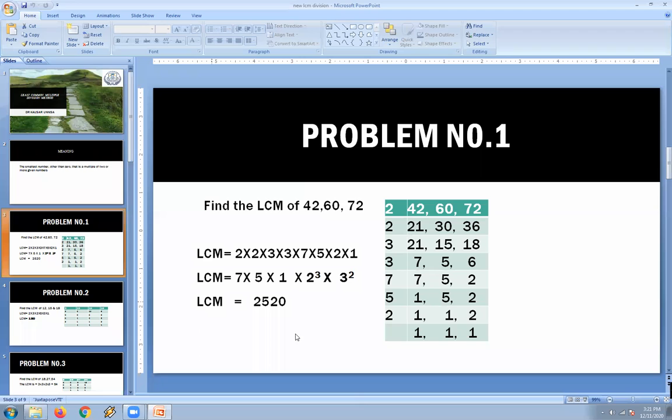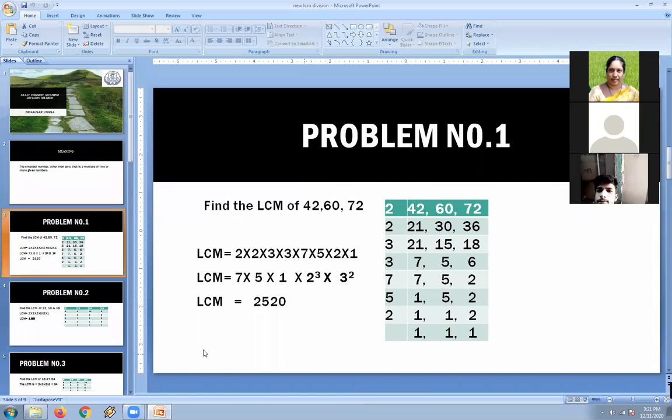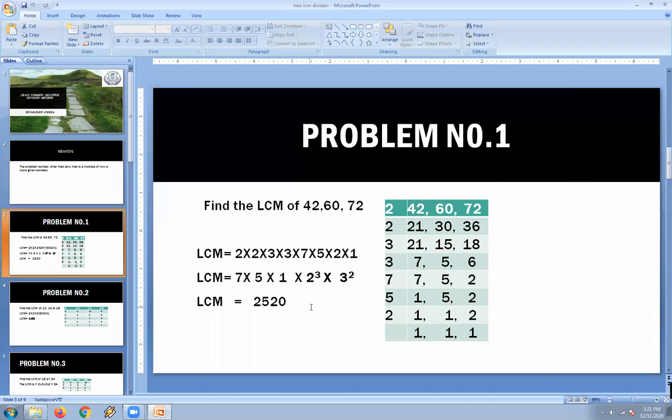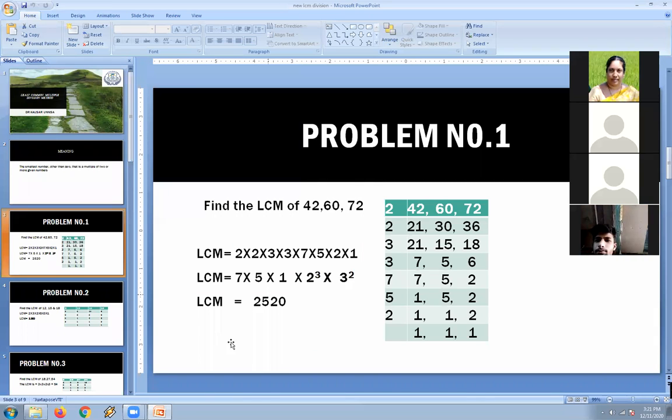Have you followed this one? How to calculate LCM? Yes, ma'am. Does anyone require to have this in Kannada?